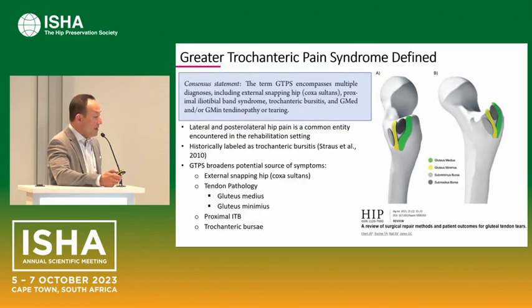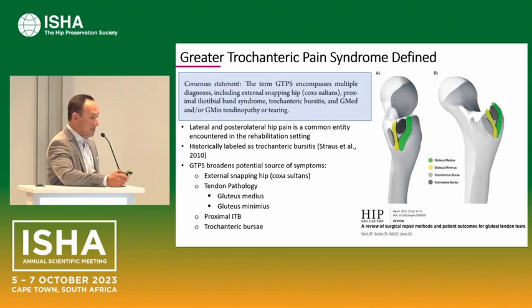First question that we attempt to answer is, well, what is greater trochanteric pain syndrome? How do we define it in general and in relation to physiotherapy practice? And our consensus statement was that the term GTPS encompasses multiple diagnoses, including external snapping hip or coxa saltans, proximal iliotibial band syndrome, trochanteric bursitis is still in there, and gluteus medius and minimus tendinopathy or tearing.